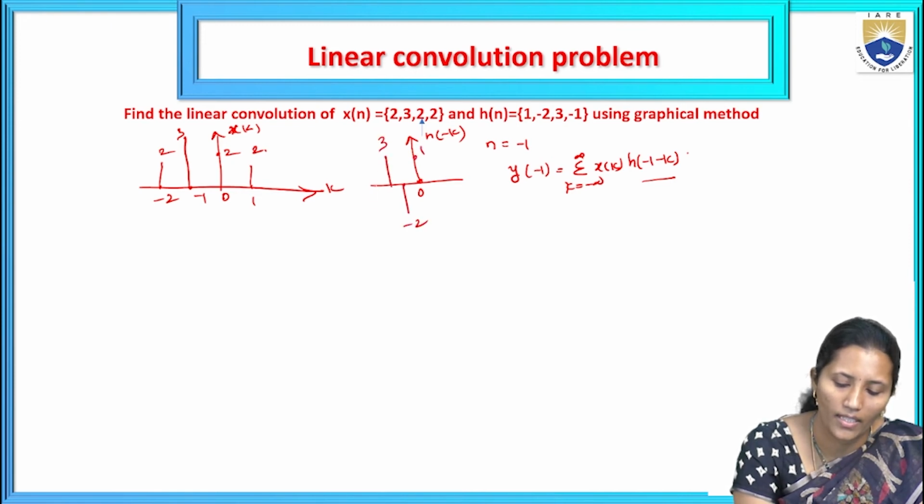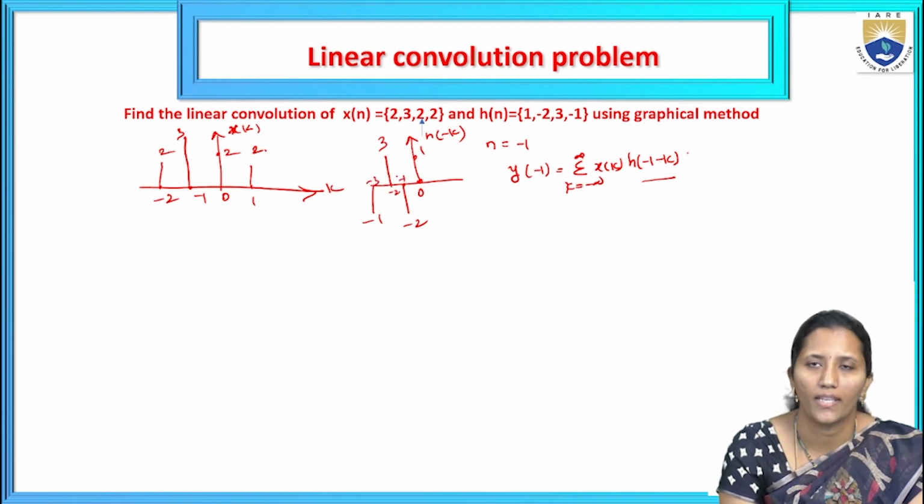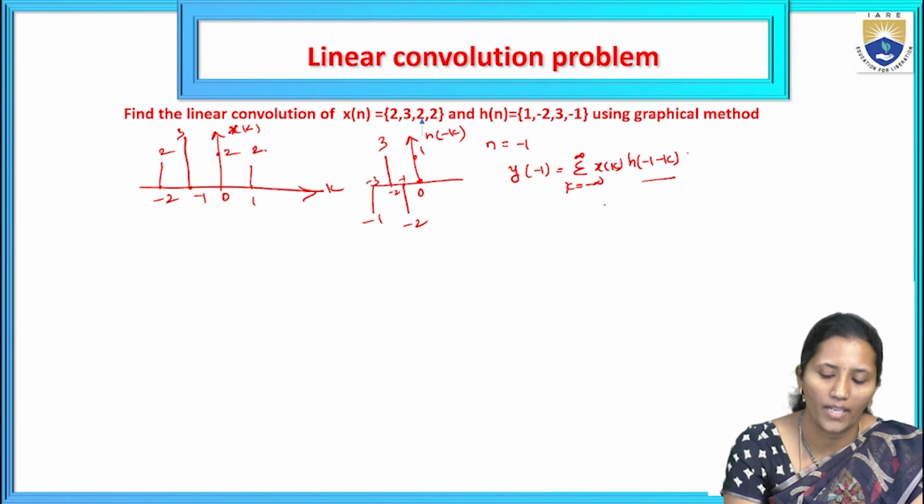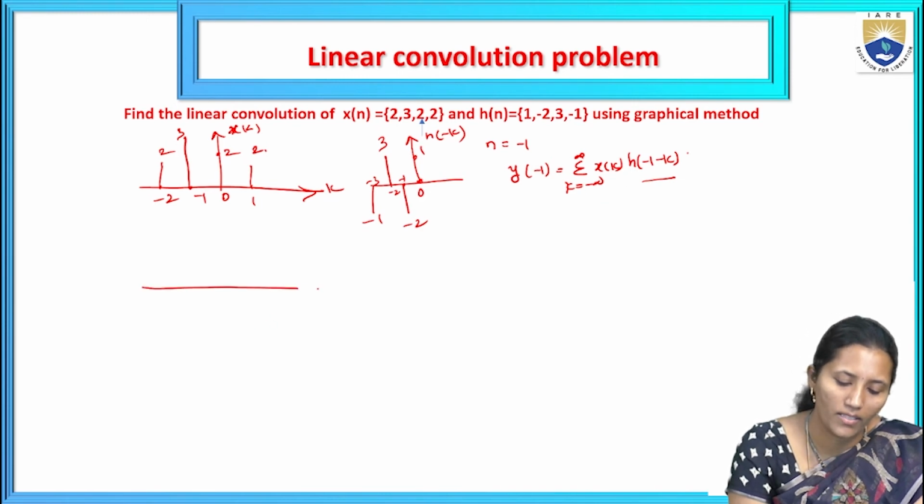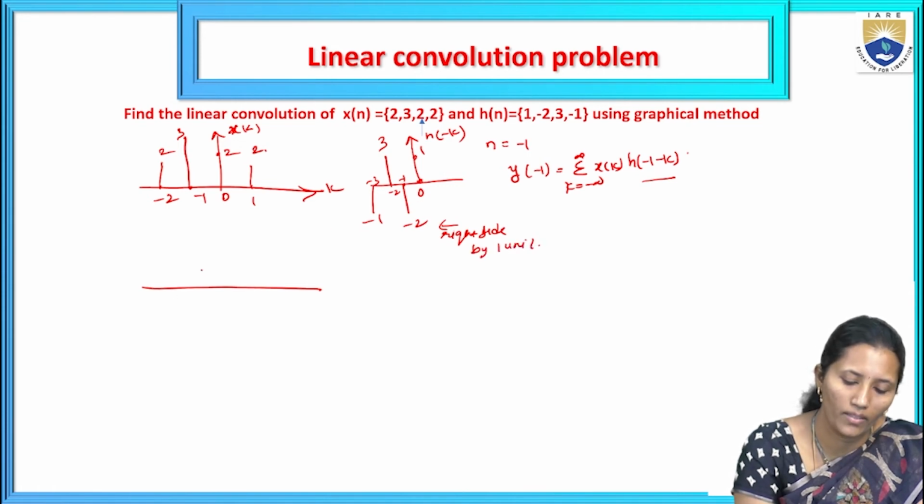It is 3 and it is minus 1. 0, minus 1, minus 2, minus. This is h of minus k. We have to plot h of minus 1 minus k. So here h of minus 1 minus k will be whatever the samples of h of minus k were, shifted to the right side by 1 unit. Right side by 1 unit. Okay.